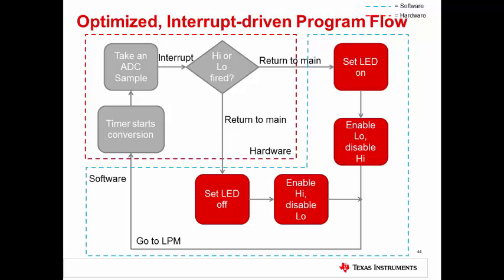The hardware processes can run in low power mode, but again, the software processes require the part to be in active mode. As you can see, by using the window comparator and the timer trigger, now we have incorporated more of the functions in hardware, so we can stay in low power mode for a larger portion of the time.